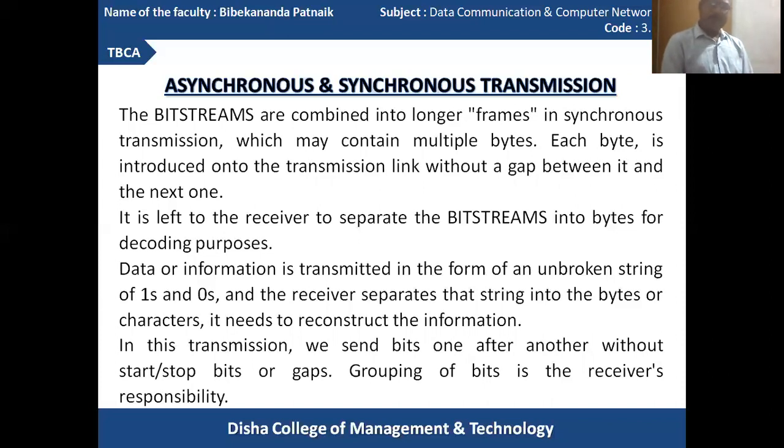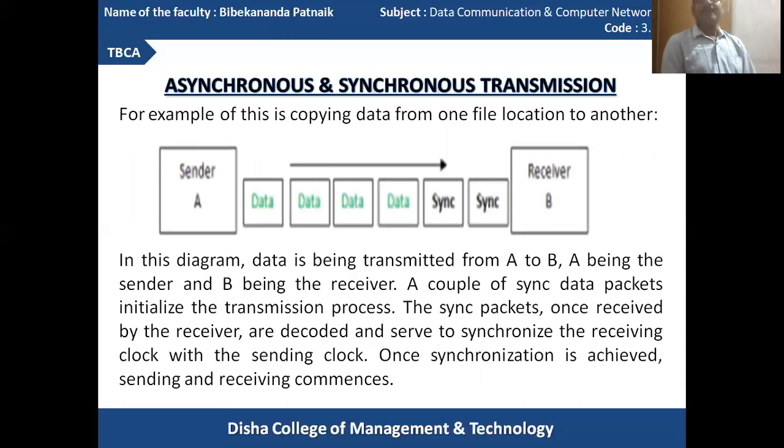It depends completely upon the receiving end how the incoming bytes, or the group of bits, can be distinguished or grouped. Simple example: here we have a sender, that is A, and this is the receiver. Every individual signal, this is called the data flow from sender to receiver.